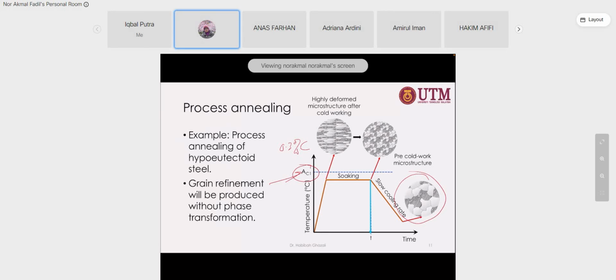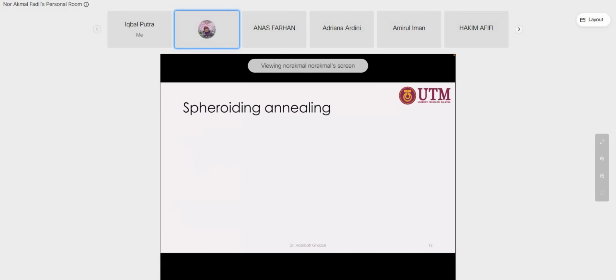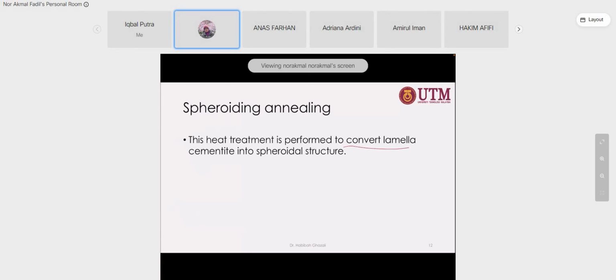So there's no phase transformation. The microstructure will be retained. This treatment is performed to convert lamella cementite into spheroidite structure. Why does lamella become spheroidite? Because spheroidite is a structure where higher ductility will be obtained. So we call this process spheroidizing.